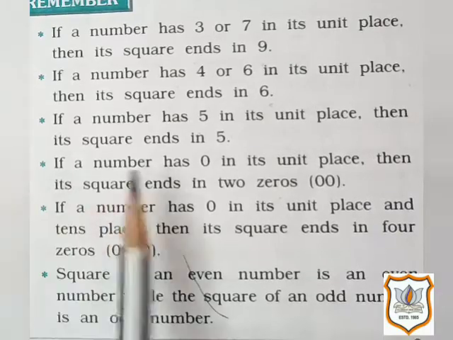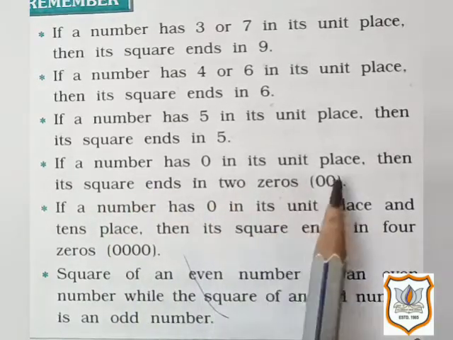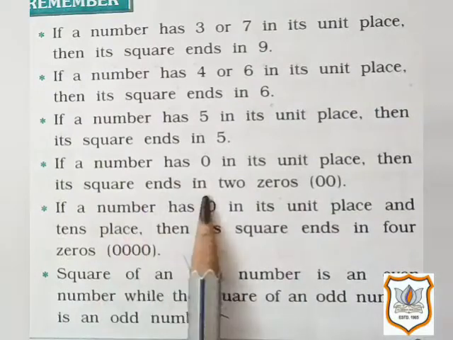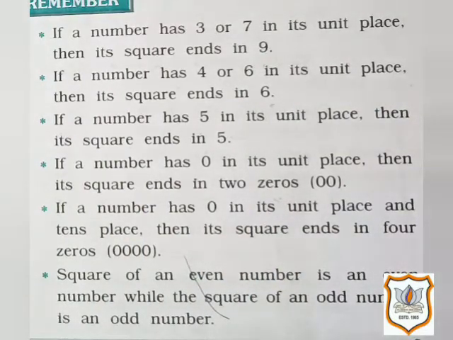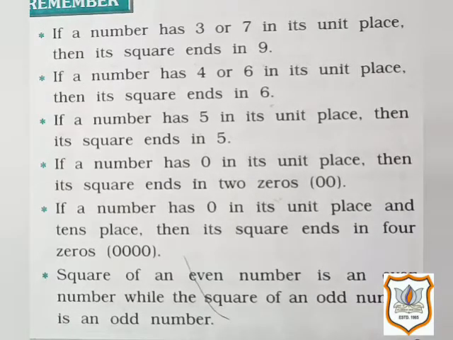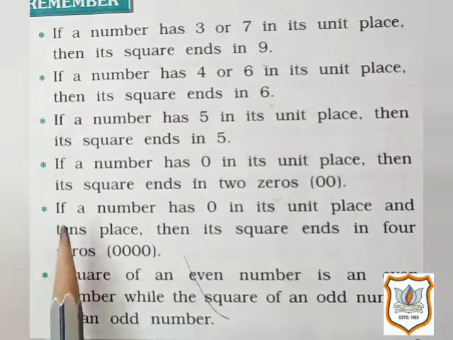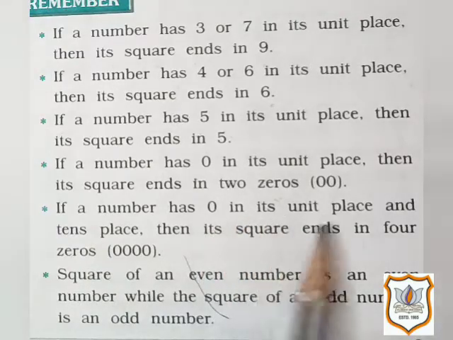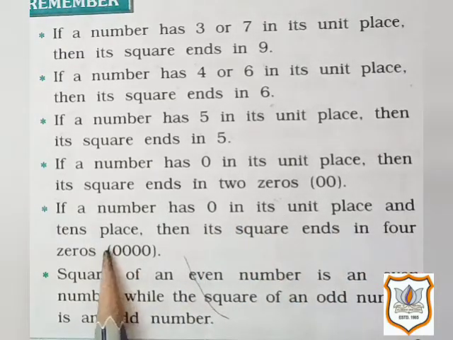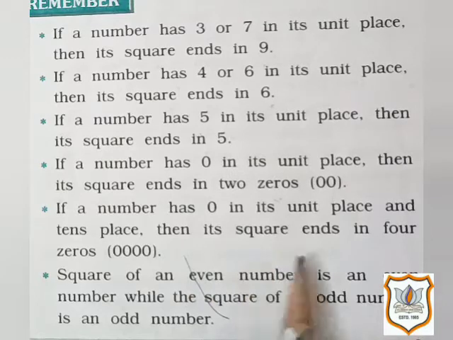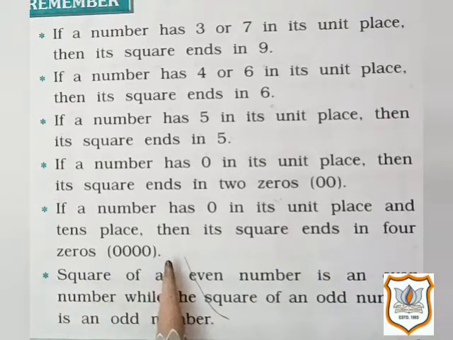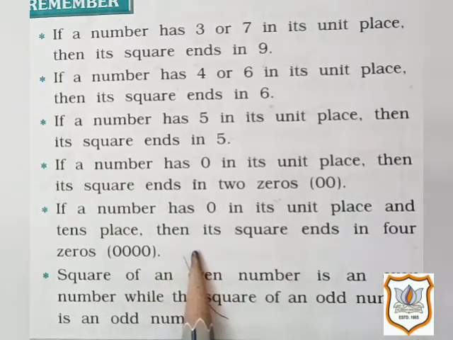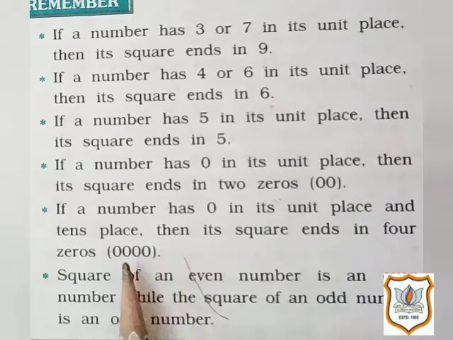Next, if a number has 0 in its unit place, then its square ends in 2 zeros. So students, for example, the number is 10 and the square of 10 is 100. If a number has 0 in its unit place and tens place, then its square ends in 4 zeros. So students, the example is 100. If the number is 100, then the square of 100 is 10,000.